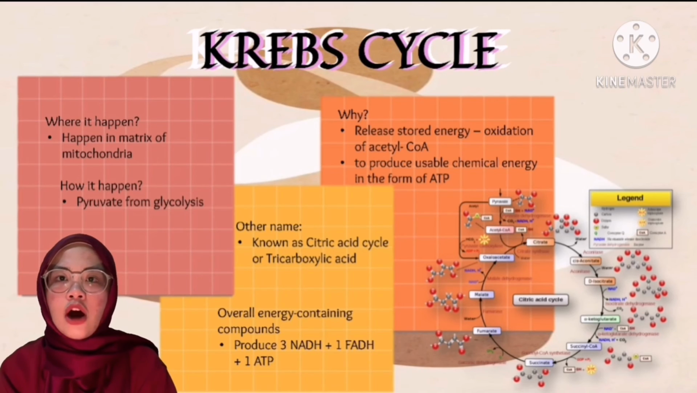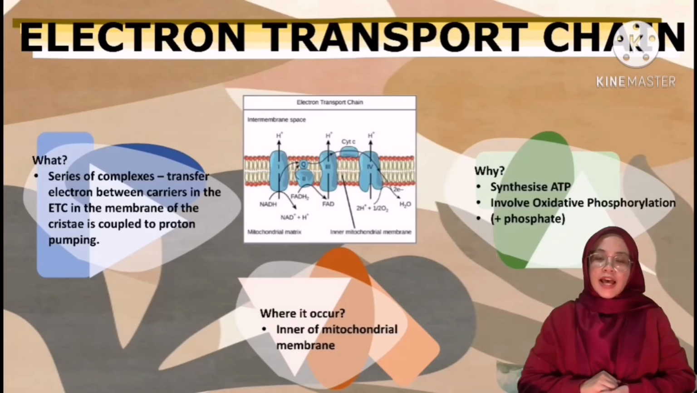The net result of these two closely linked pathways is the oxidation of nutrients to produce usable chemical energy in the form of ATP. Overall, energy-containing compounds produce 3 NADH, 1 FADH, and 1 ATP. Let's move on to the electron transport chain. What is electron transport chain?